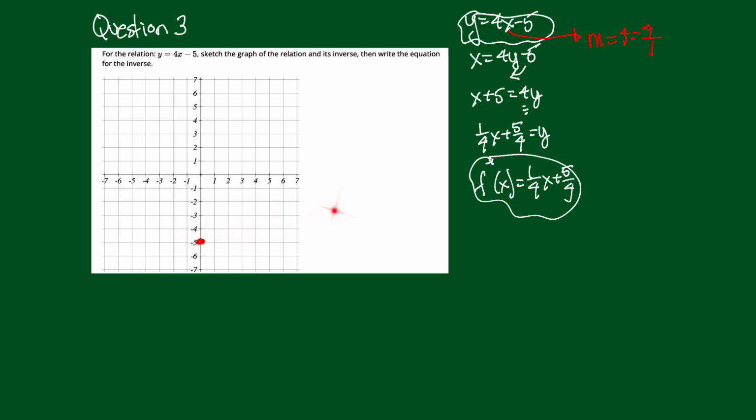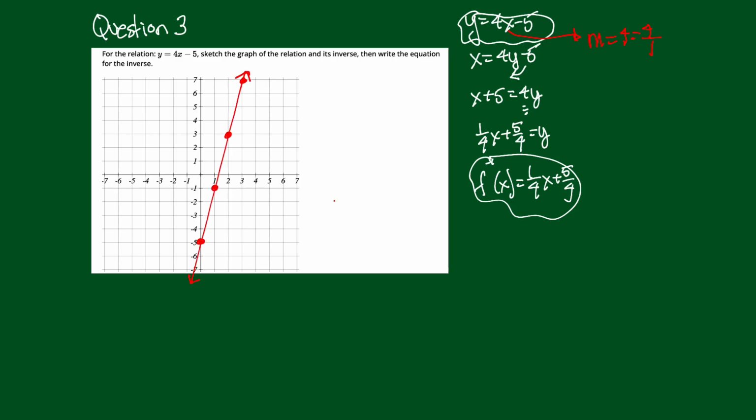Now, the bottom number, you remember, is the horizontal change. Top number is the vertical change. So start back here at the negative 5. Go to the right one, up 4. Right one, up 4. Now, just to make it a little straighter, I'm going to do it again. To the right one, up 4. Might as well do it again. To the right 1, up 4. Still got room. Now connect those 4 points with a line. Just pass a line through them.